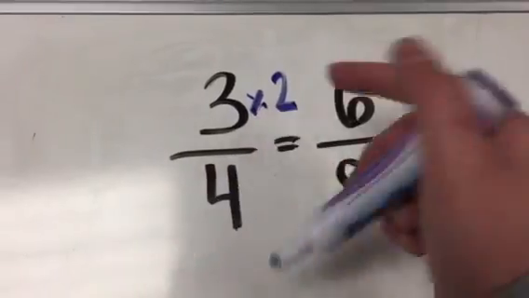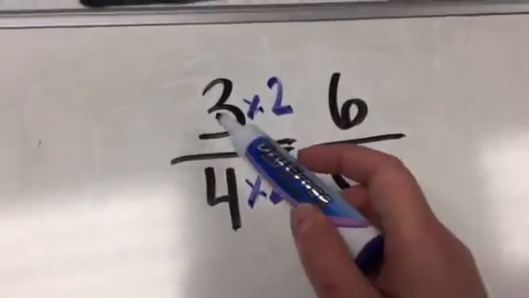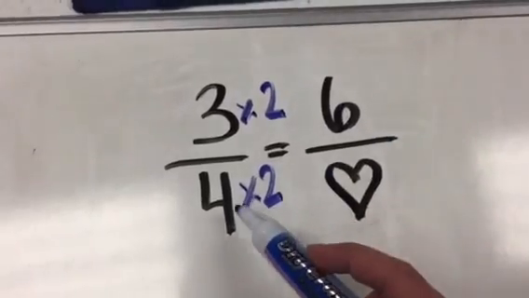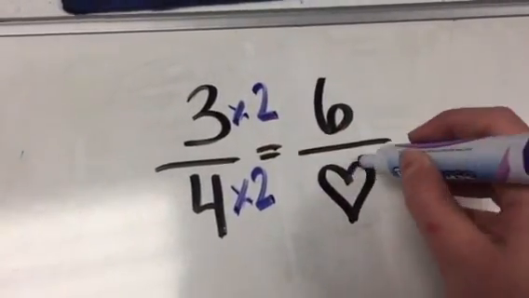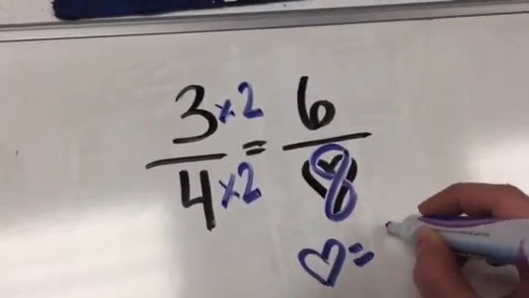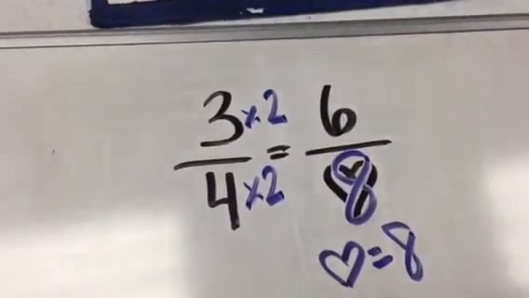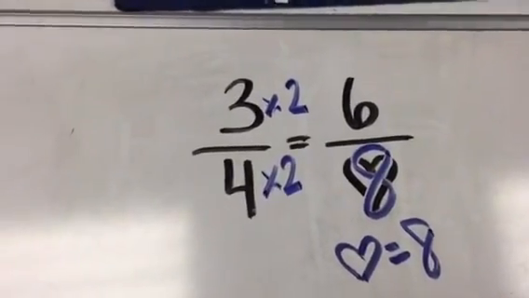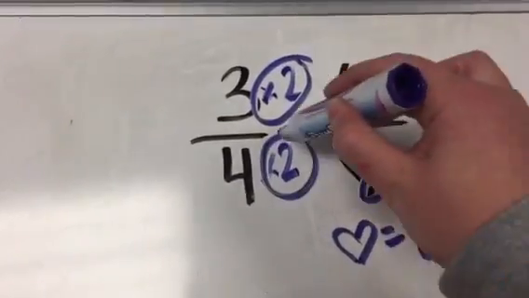The trick is, if I multiply the top by 2, I can multiply the bottom by 2. 3 times 2 is 6. 4 times 2 is 8. So my heart is equal to 8. 3/4 is equal to 6/8. Let's try another one. Remember, I multiplied by 2 and I multiplied by 2.